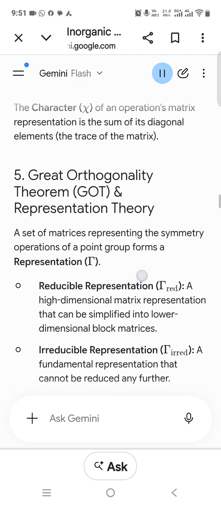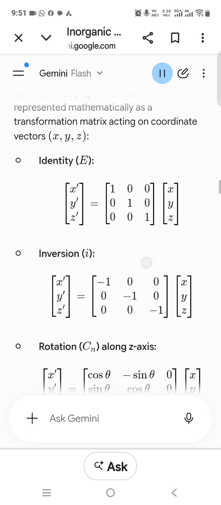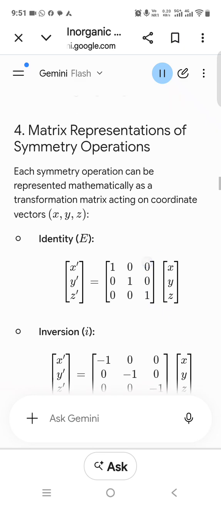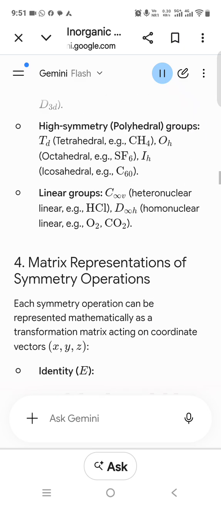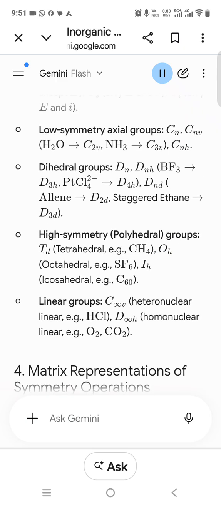Low symmetry axial groups: C_n, C_nv. H_2O is C_2v, NH_3 is C_3v. C_nh. Dihedral groups: D_n, D_nh. BF_3 is D_3h, PtCl_4^2- is D_4h. D_nd: allene is D_2d, staggered ethane is D_3d.